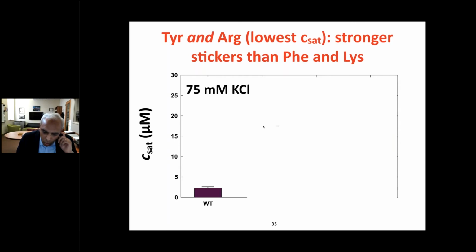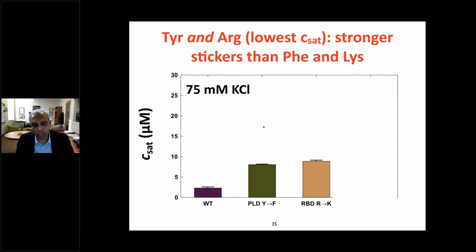So here again, to reorient you, is the saturation concentration measured for wild type FUS in 75 millimolar potassium chloride. One then substitutes all of the tyrosines in the PLD with phenylalanine, and you can see an uptick in the saturation concentration, clearly indicative of the fact that phenylalanines make for weaker stickers when compared to tyrosines.